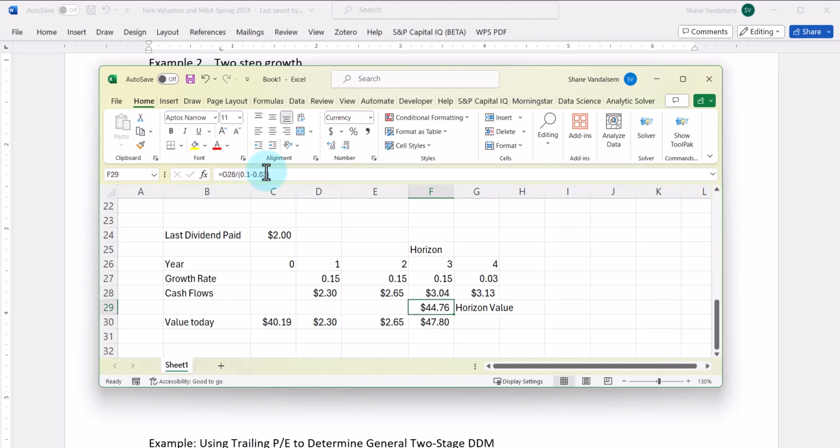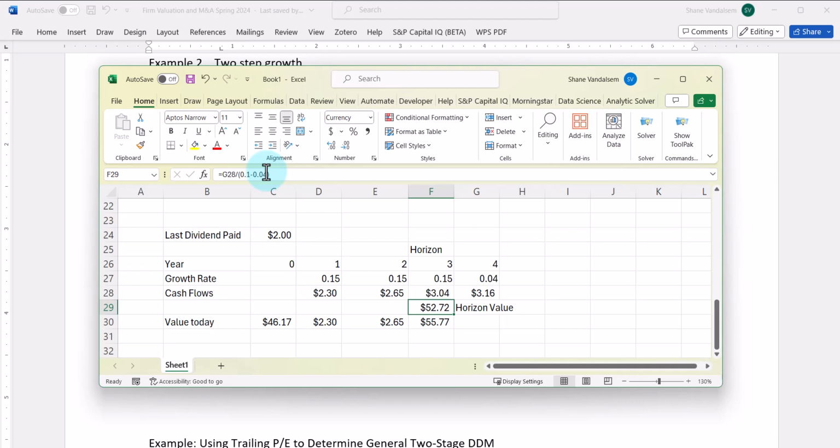So with a growth rate of 3%, the horizon value is $44.76 compared to a value of $52.72 with a 4% growth rate. So a small change in the growth rate, a small change in the cost of equity can have a big impact on the horizon value and then the value of the stock today. If we feel pretty confident about what the price to earnings ratio should be for a firm, then we might want to use that instead to determine what the horizon value would be.